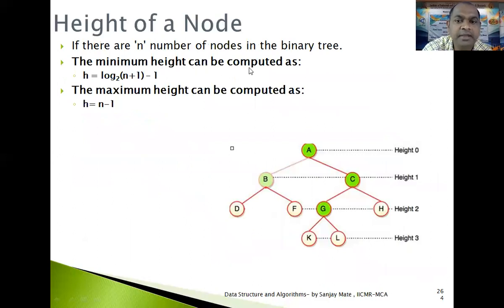Minimum height can be computed. If we know the number of nodes, we can find out the minimum height and the maximum height also. For the minimum height, we have the formula h is equal to log to the base 2 of n plus 1, minus 1. You can use this formula to find out the height of the tree if n is given. You can find the maximum height using h is equal to n minus 1, where n is the number of nodes. Using this you can get the maximum possible height of the tree, and this is the minimum possible height.